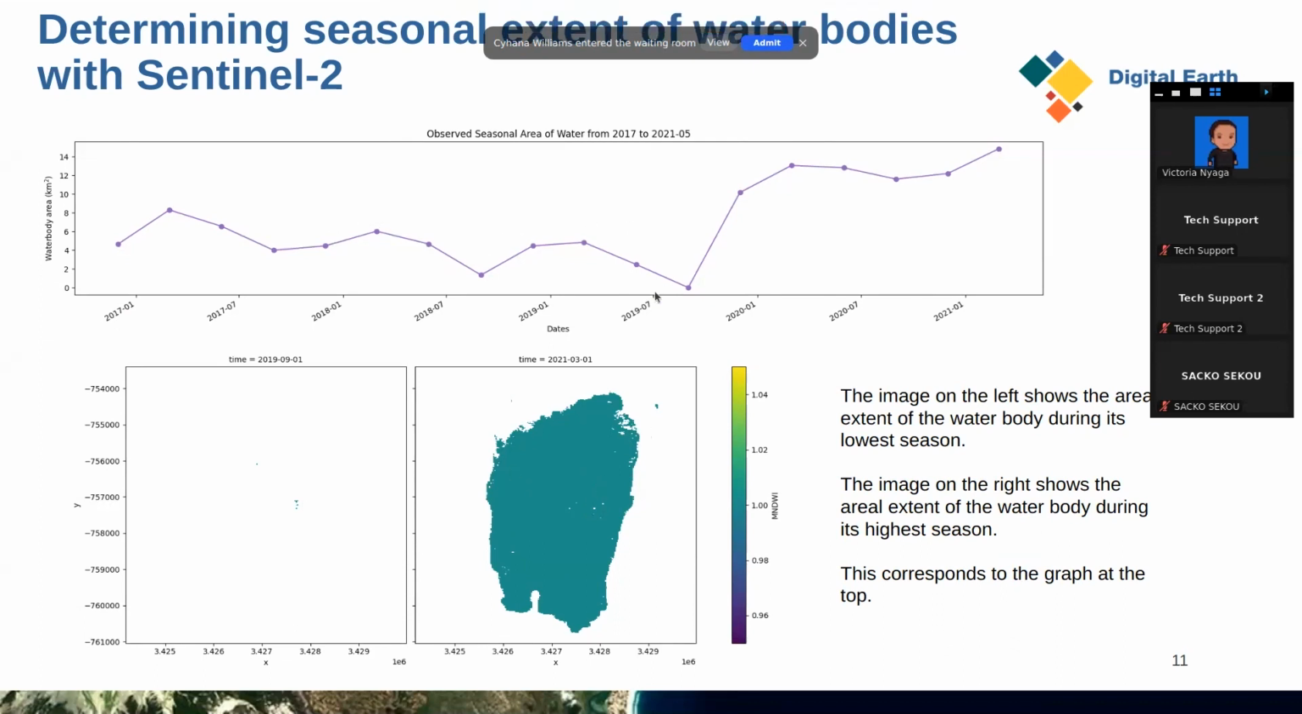So as we can see, during this time period, in September 2019, we have the lowest area of the water body. Then we can see from the graph that in March 2021, we have the highest area of the water body of interest.